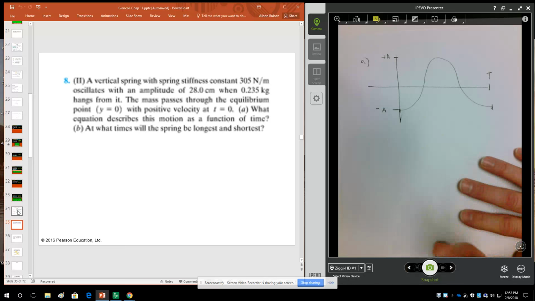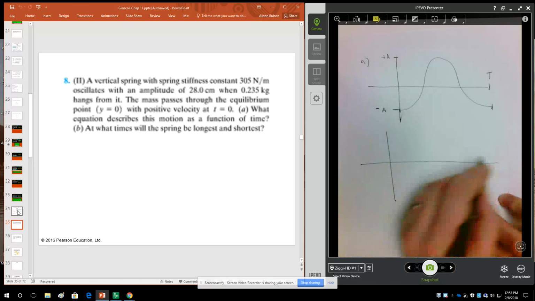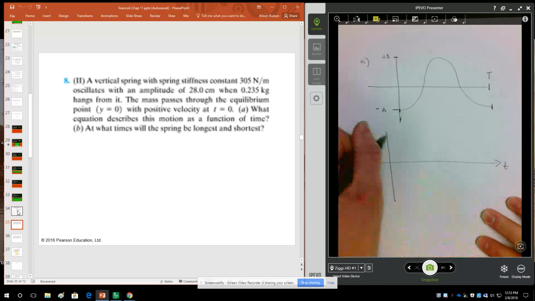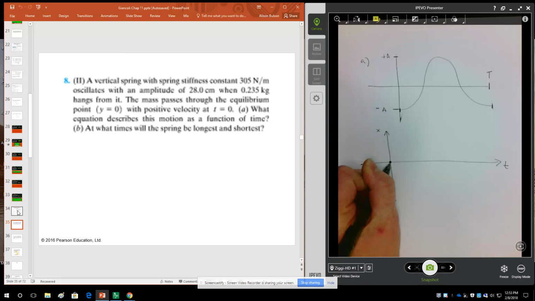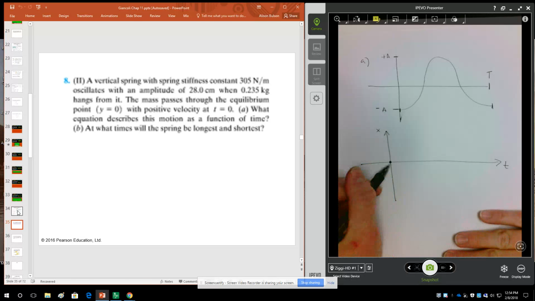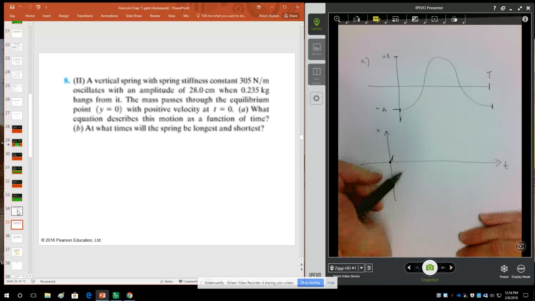Okay, now we have a different scenario though. The mass passes through equilibrium at y equals 0 with positive velocity at t equals 0. So instead of a cosine function, I need to have my mass passing through equilibrium. So this is t, this is x. My position at t equals 0 needs to be here at equilibrium, and the mass is moving at positive velocity. So I need to be having slope up, positive slope, rather than slope down. So I'm here at t equals 0, and I'm about to go up. Okay? So what equation describes the motion as a function of time?